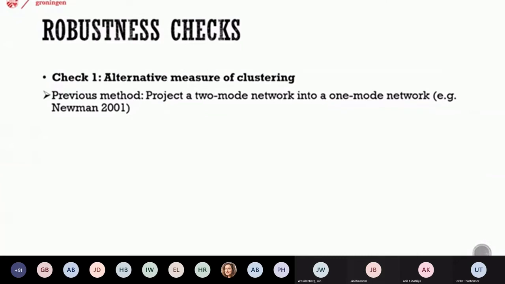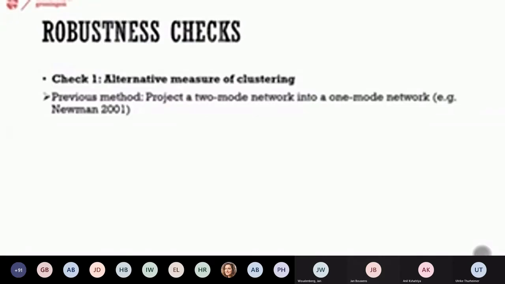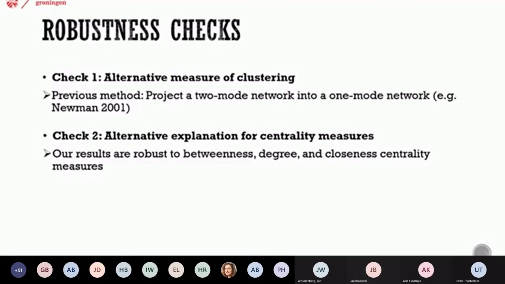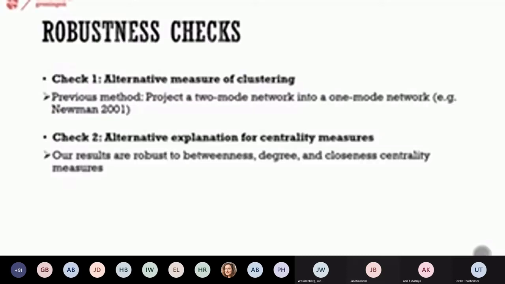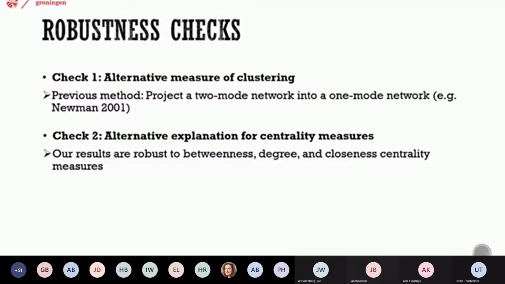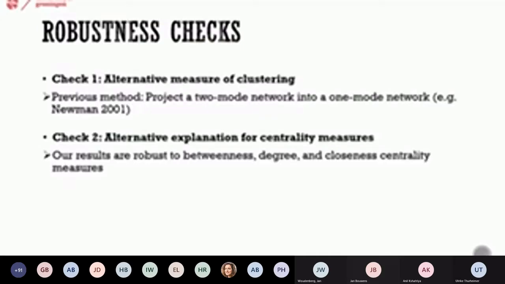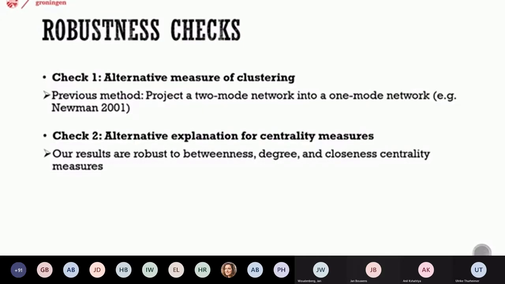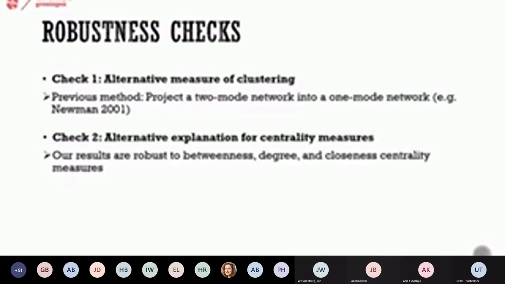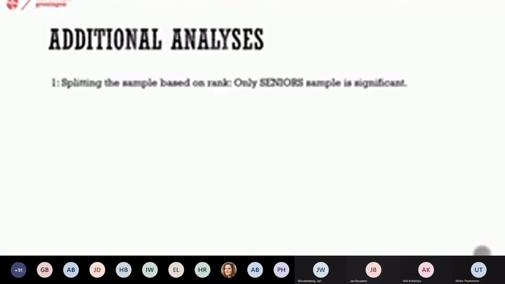Now, we also did a couple of robustness checks. So, for instance, an alternative measure for clustering. I won't go over the details. We also checked whether centrality had an impact or yielded different results. It didn't. And also after including betweenness centrality, the results still held.